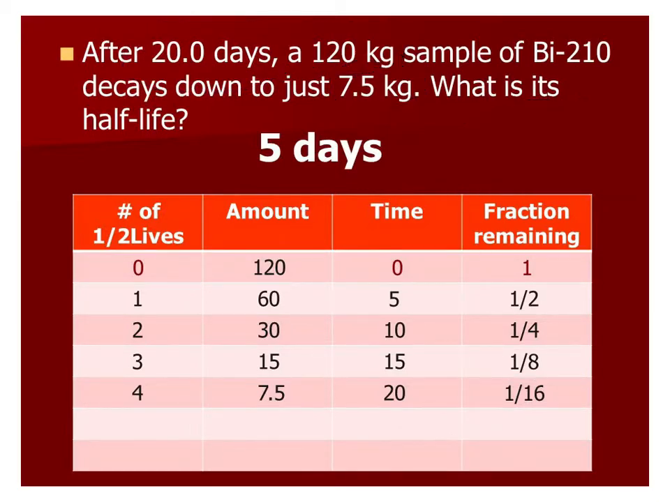If we know that n is equal to 4, and we've got 4 half-lives in 20 days, we now can solve the problem. It took us 20 days, and we had 4 half-lives in that 20 days, so we need to solve for x, and x equals 5 days per half-life. All right, it's that simple.